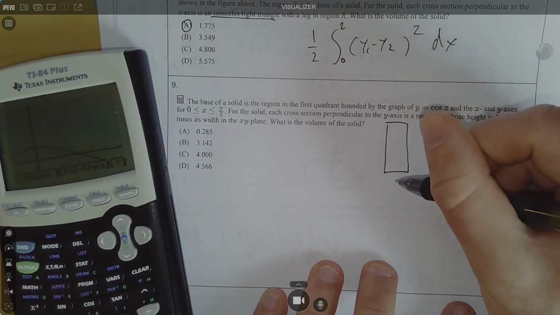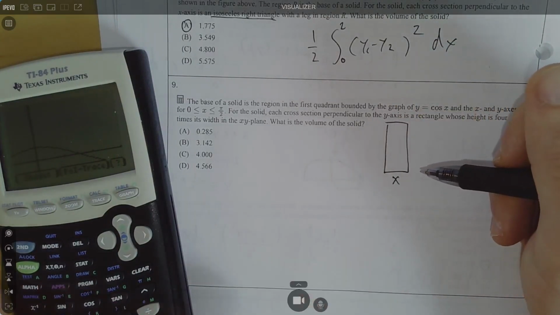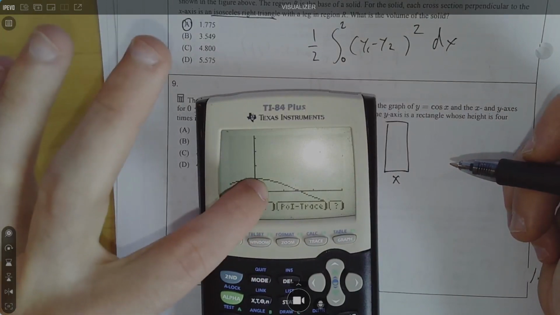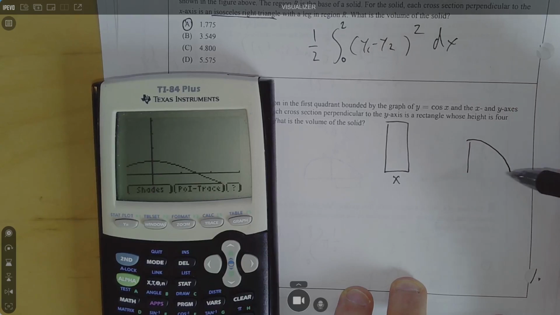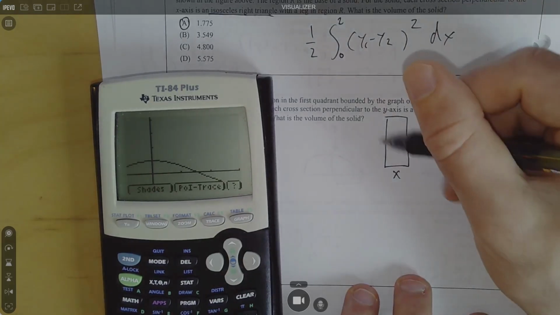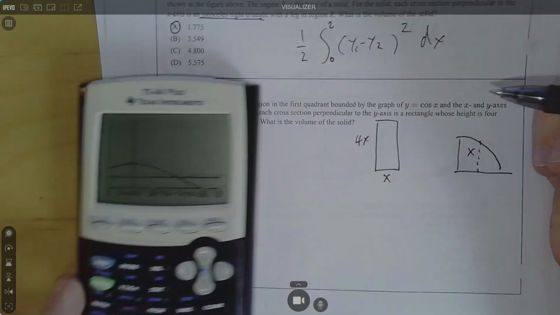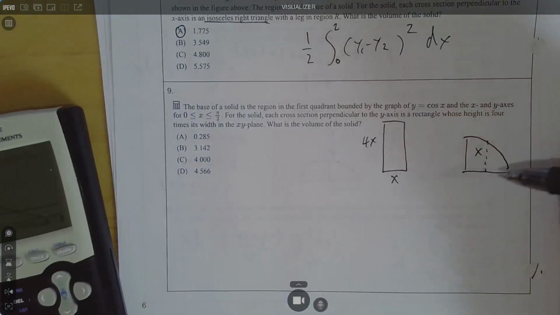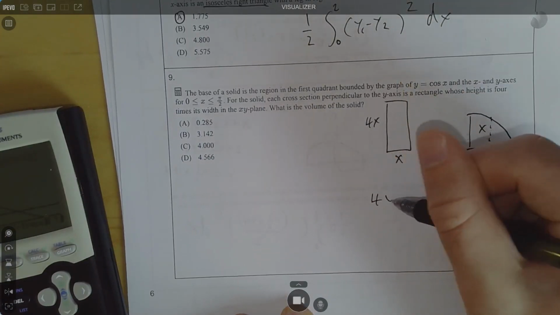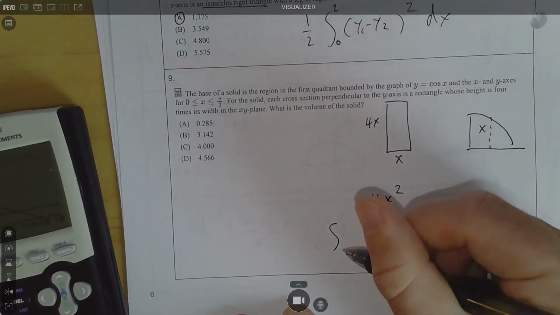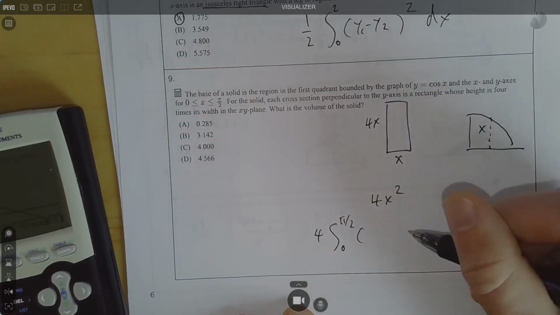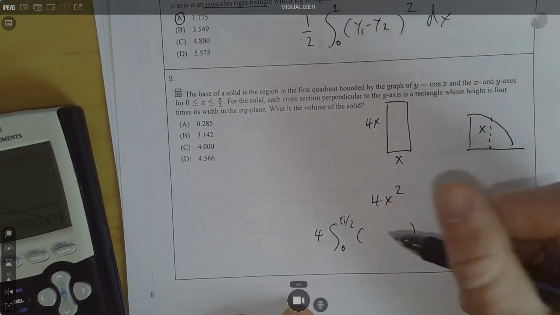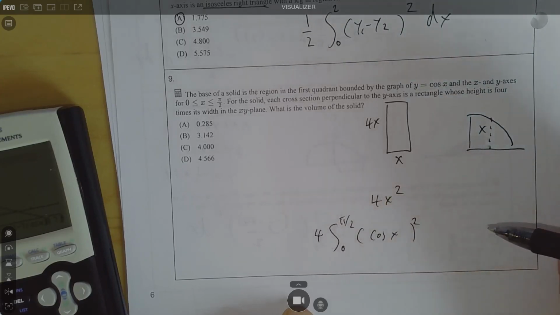Basically, the base is x. Remember, the base is x. That's the distance between top and bottom. So on the graph, this is my x. And it's saying that the height is 4x. The height's 4 times as big as the width. So the area of this rectangle is 4x squared. So when I integrate, it's going to be from 0 to pi over 2 with a 4 in front, and then x squared. So in this case, cosine x squared.